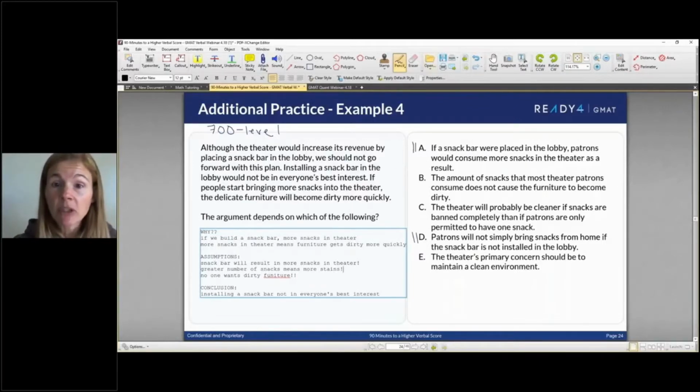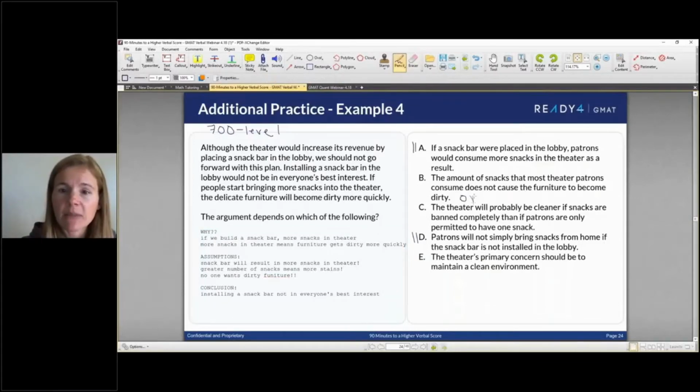I'm going to skip A because people liked it, so let's start with B. The amount of snacks that most theater patrons consume doesn't cause the furniture to become dirty. What's the problem there? This is a common answer type that we can recognize now. This is opposite. If snacks don't make the furniture dirty, then let's put a snack bar in. So that one's out. It's opposite.